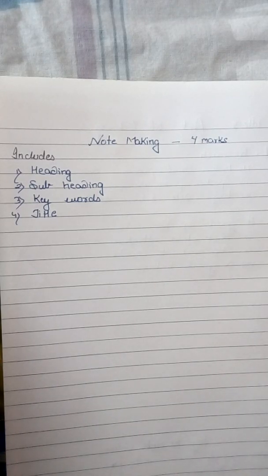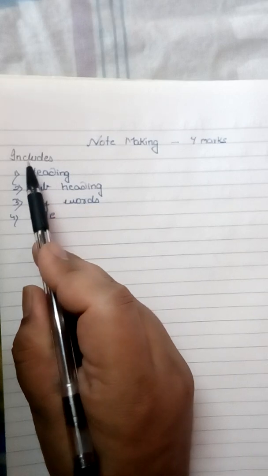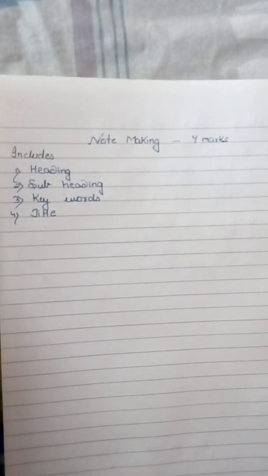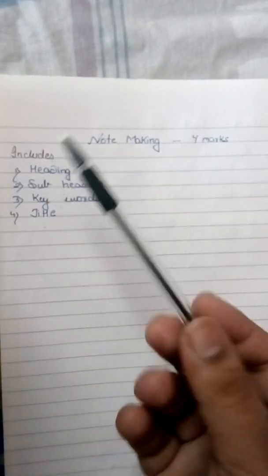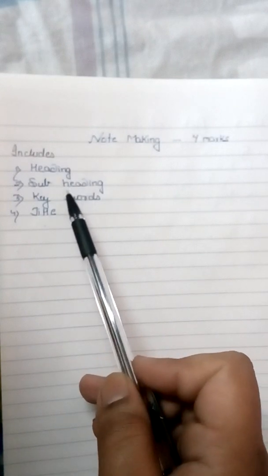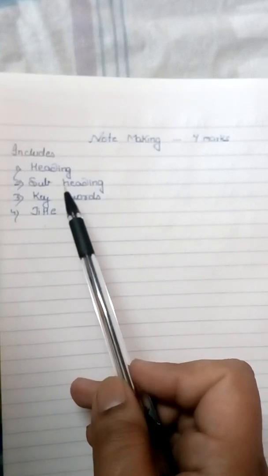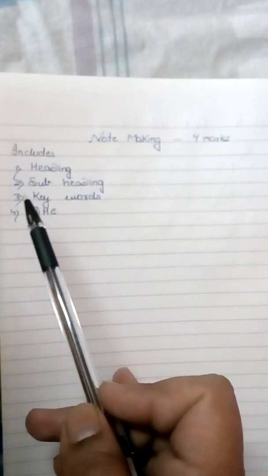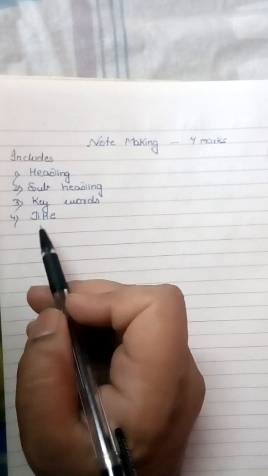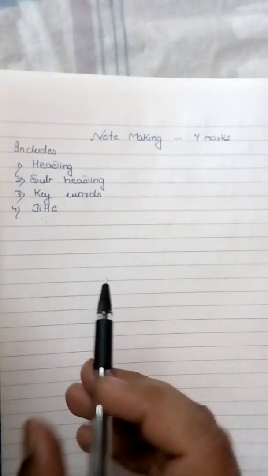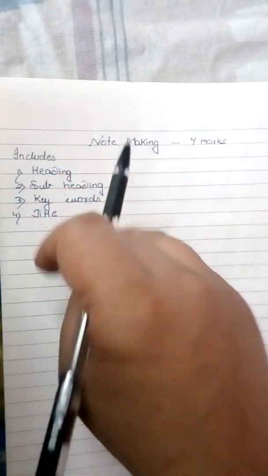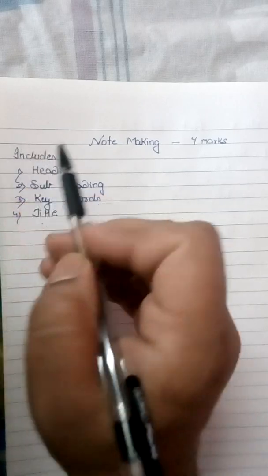So what are the ingredients of note making here? Note making includes heading, subheading, keywords and title. Before starting to read the passage, I must tell you that a heading is required from the passage, from the paragraph. Then subheadings, whatever description is given in the paragraph, the keywords that we have to use, and the title. Actually the title comes first, but I have written the title last because you must think about the title at the last only, and then whenever your note making is completed, just put the title at the first position.